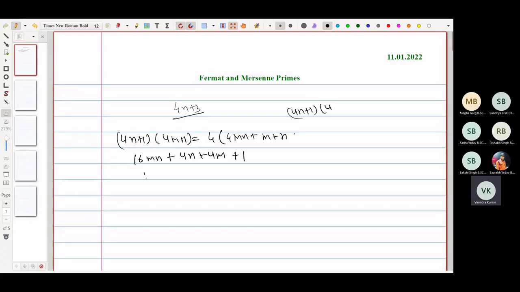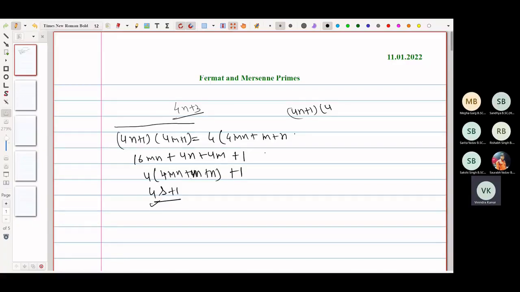So what can we write? We can take 4 common, and then 4mn plus m plus n, and 1. Because m and n are integers, we can write this as 4s plus 1, where s is mn plus m plus n. So if we take finitely many numbers of this form and find their product, then we get another number of this form.